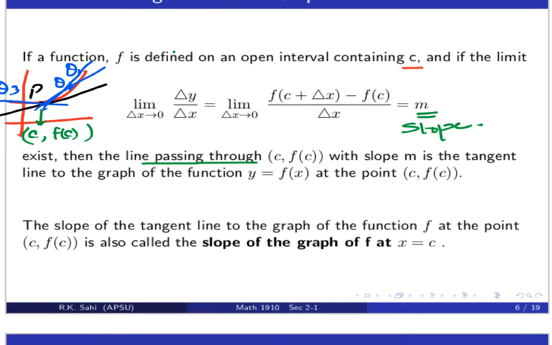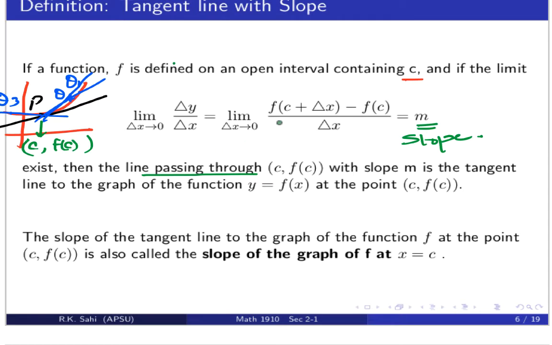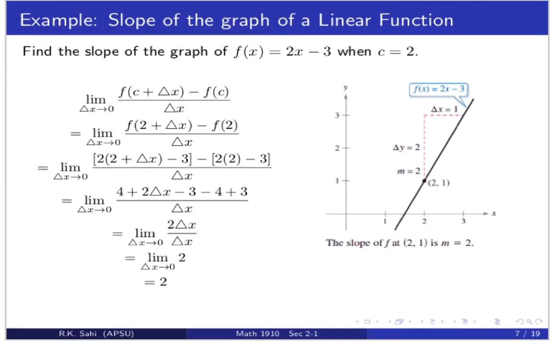Now let's start with examples to understand what we have to look at here. Remember, if I have to find the slope of a tangent line to the graph of a function at a point, I will be using this definition. The next example says: find the slope of the graph of the function f(x) given by 2x minus 3 when c is 2. Now this is what we learned in our previous slide, but let's talk about the things we already know. Let's look at the line given to us, f(x) equals 2x minus 3.